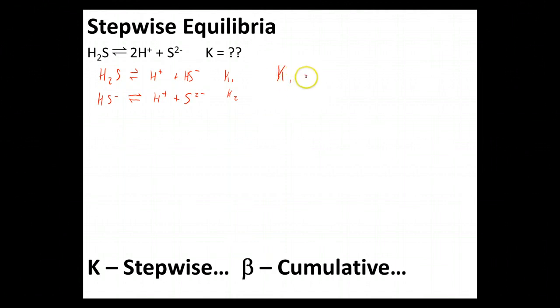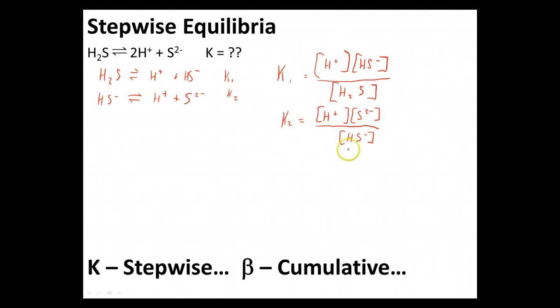I'll write K1 equals, so we'll have our products on top, H+, HS minus. Our stoichiometries are 1, so we don't need anything in the powers. And then I'll go ahead and put my reactant on the bottom. And that's how we'd write that equilibrium constant. And I've gone ahead and just written in our next equilibrium constant, because you can see it's the exact same process we had above, and I'm pretty confident that we know how to do that, just to save us a little time.